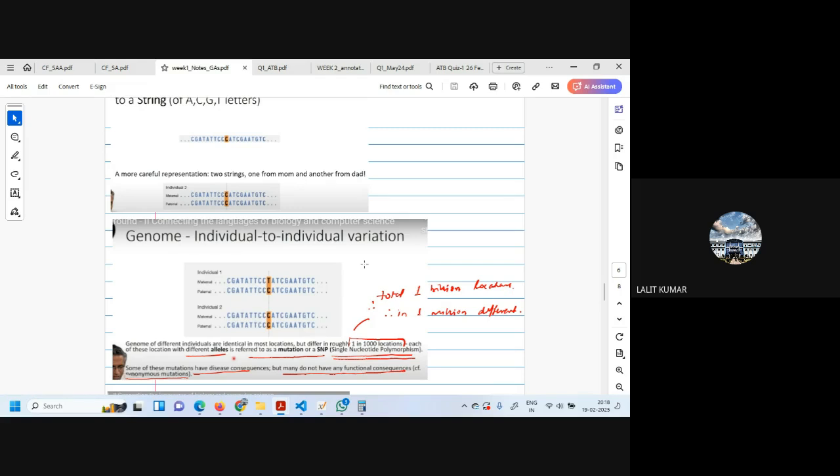Only those 1,000 locations are known as alleles. So that gives the difference in all of us, how we are different from each other. This is also referred to as a mutation or a SNP, single nucleotide polymorphism, where only one single nucleotide is getting changed. So if we have 1 billion locations and 1 in 1,000 differ, it means in 1 million different ways we can be different.